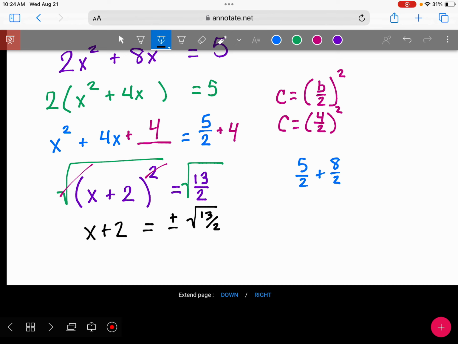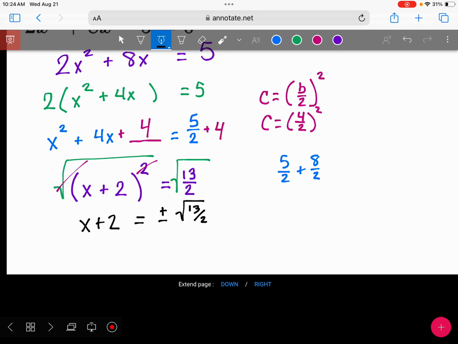What's up? I don't want to put the 2 on the other side. We will. We're not done yet. Because what do we need to do next, Nate? Subtract the 2. Yeah, because we want it to be an x equals, not x plus 2 equals. So I'm going to subtract 2 from both sides, and we're going to wind up with x equals, and I'm going to put it as negative 2 plus or minus square root of 13 over 2.